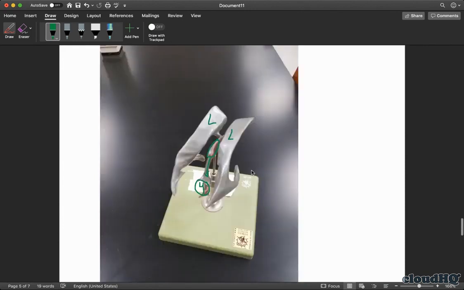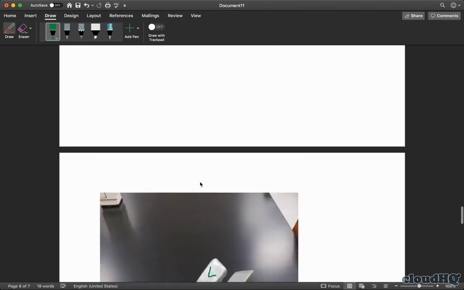All right. Lateral ventricle, third ventricle in between them. Cerebral aqueduct comes down, and then you have the fourth ventricle.